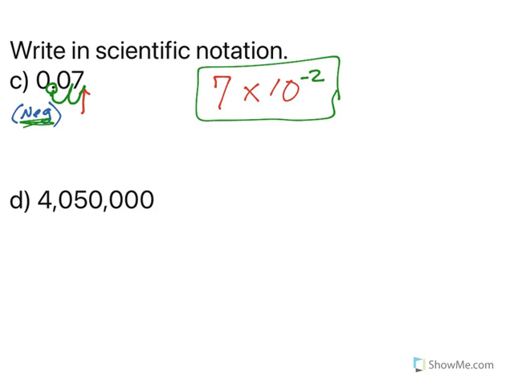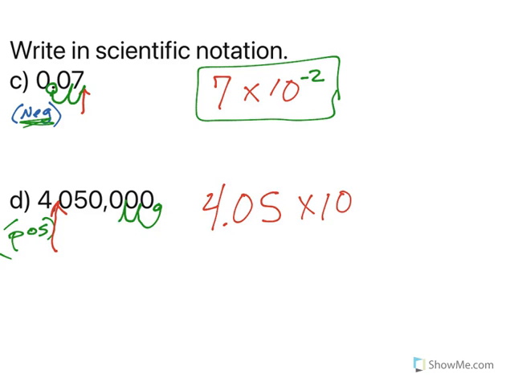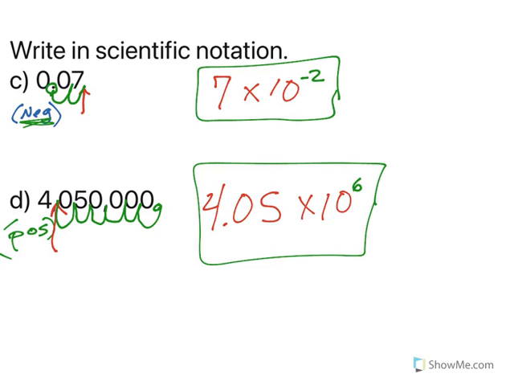In letter D, 4,050,000. Okay, well, that's really big. So this is going to be a positive exponent. So I want my decimal point to be after the first non-zero number. So I'm going to have 4.05. I've got to have all non-zero numbers as part of this. Times 10 to what power? Well, I don't see the decimal point, so it starts at the end. So let's count. 1, 2, 3, 4, 5, 6. That's a positive 6. And that is writing in scientific notation.